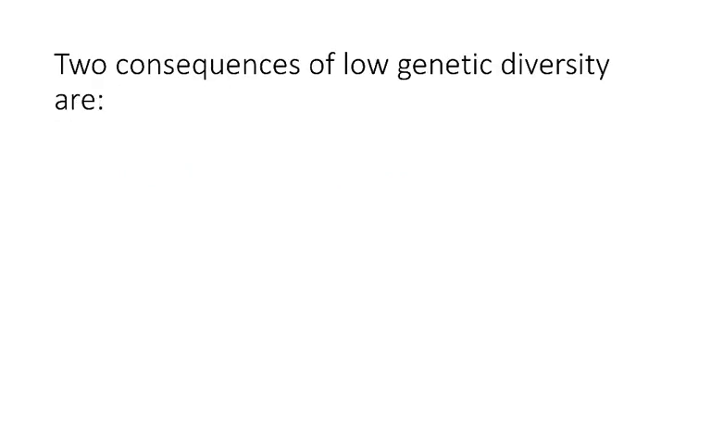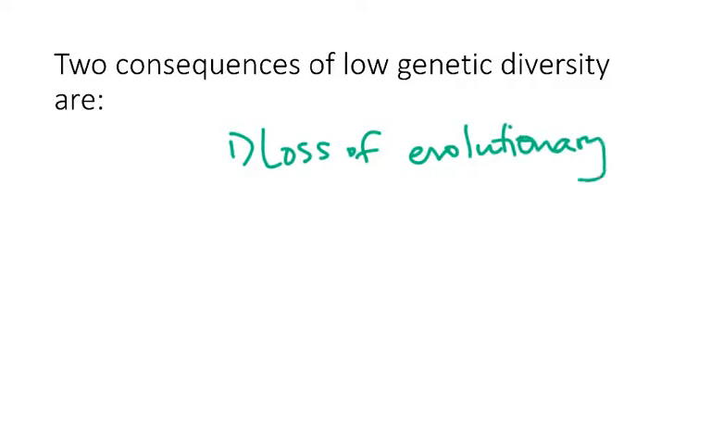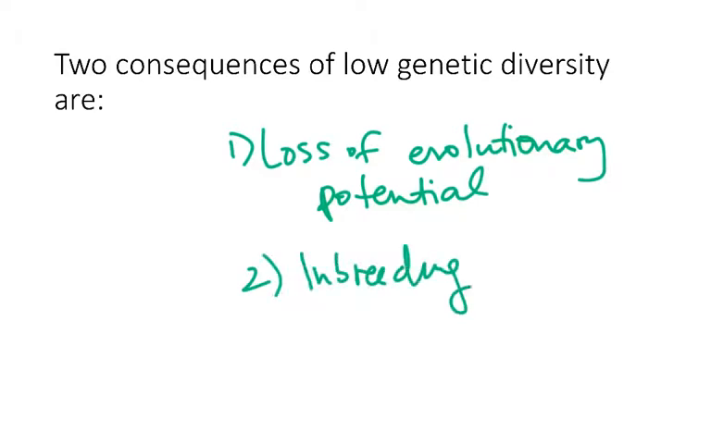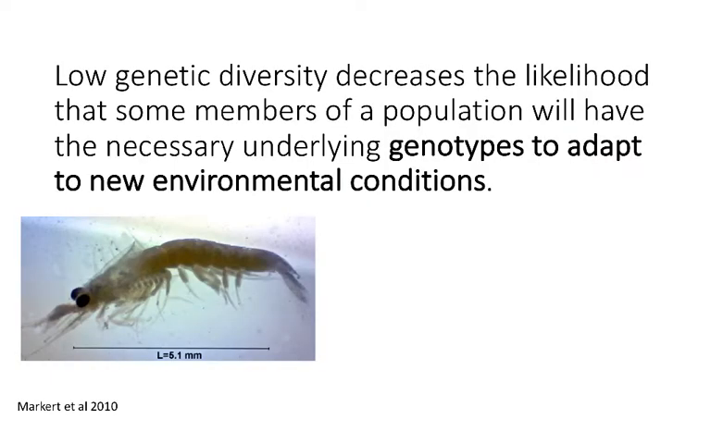And that low diversity can have some serious consequences. So two possible consequences of low genetic diversity are loss of evolutionary potential, which is what we will focus on in this video, and also inbreeding, which is another very important negative consequence, but we'll focus on that topic in the next video. So low genetic diversity overall decreases the likelihood that some members of a population will have the necessary underlying genotypes to adapt to new environmental conditions.